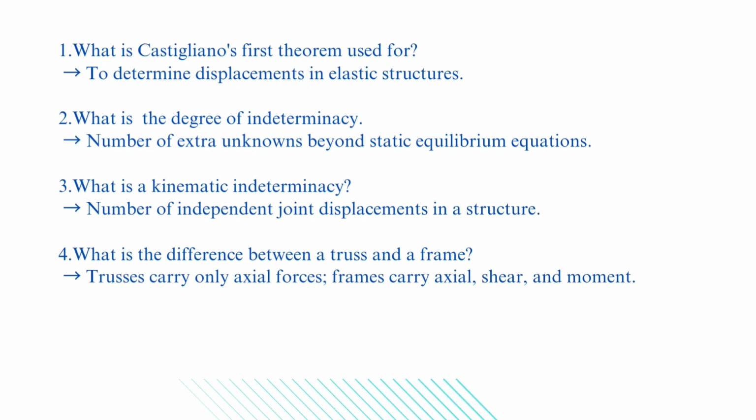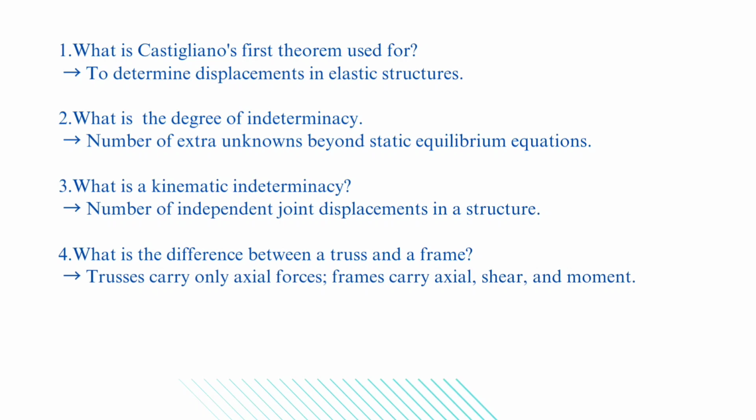What is Castigliano's first theorem used for? And the answer is to determine the displacement in elastic structures. The next question is, what is the degree of indeterminacy? Degree of indeterminacy is nothing but the number of extra unknowns beyond the static equilibrium equations. And we know the static equilibrium equations are summation of Fx is equal to 0, summation of Fy is equal to 0, and summation of moment about any point is equal to 0.